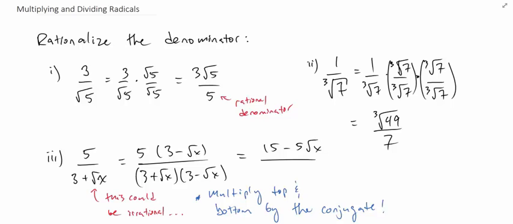And what will happen on the top, you just distribute the 5, and on the bottom you're going to get that canceling out of the two middle terms again. 3 times 3 is 9, and root x times negative root x is negative x.